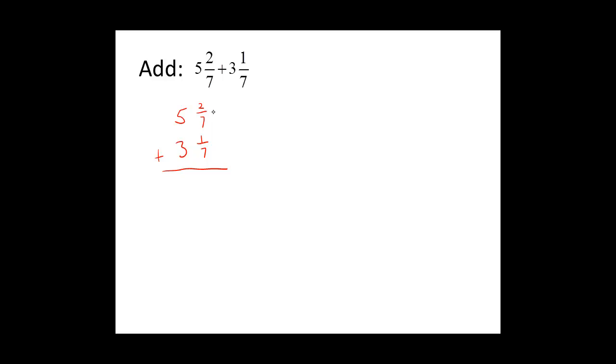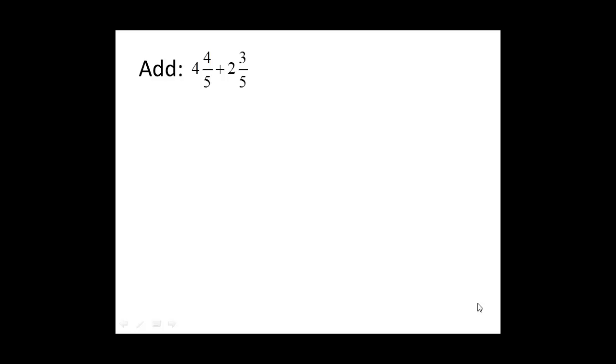We're going to add our fractions, and then we'll add our whole numbers. Notice we have common denominators for our fractions, so we add our numerators. 2 plus 1 is 3, and keep the denominator. We add our whole numbers. 5 plus 3 is 8. So our answer is 8 3/7.